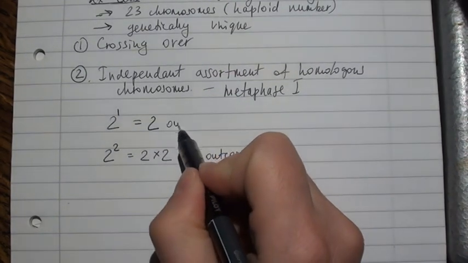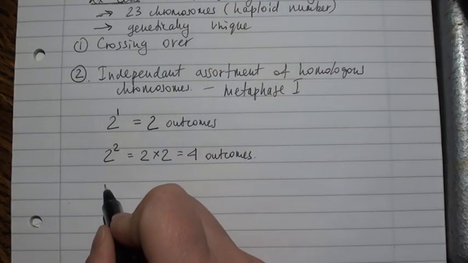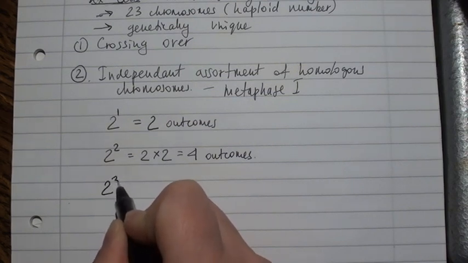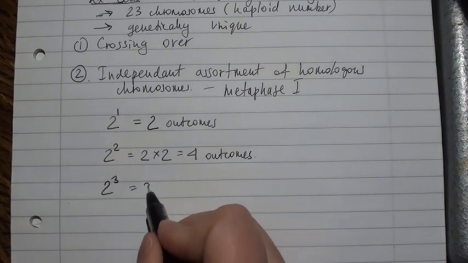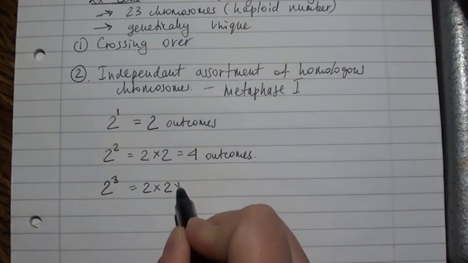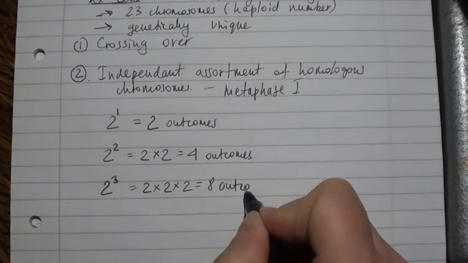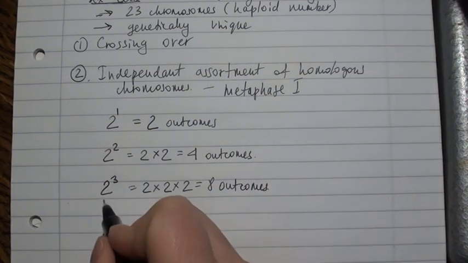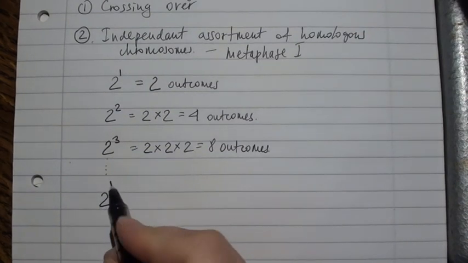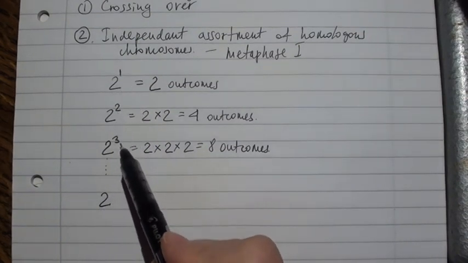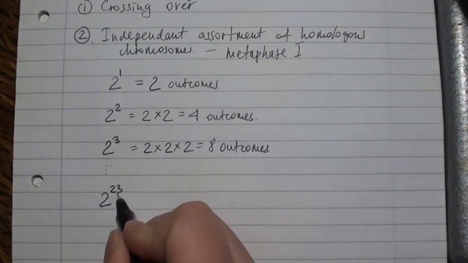And here I've got 2 outcomes when I had just a single pair. And if I had 3 pairs of chromosomes, right, so still 2 chromosomes in a pair, 3 pairs of chromosomes, that would mean it's 2 multiplied by 2 multiplied by another 2, which would give me 8 possibilities, 8 outcomes. And I could carry on that calculation and finally arrive at the fact that actually I don't have just 1 pair or 2 pairs or 3 pairs of chromosomes. In real life, I have 23 pairs of chromosomes.